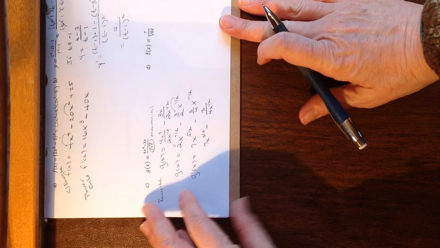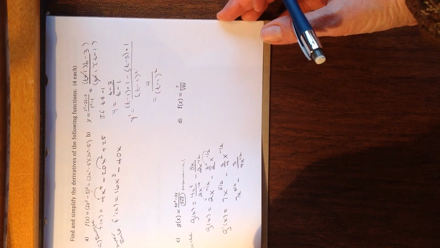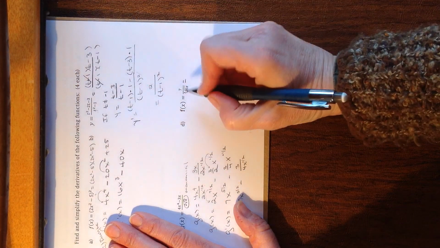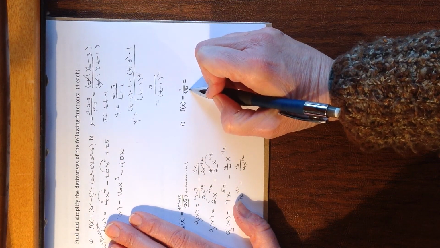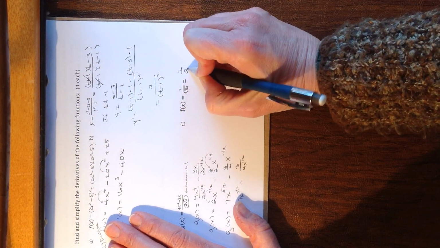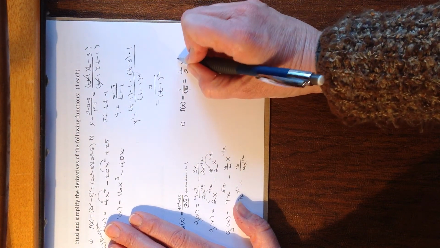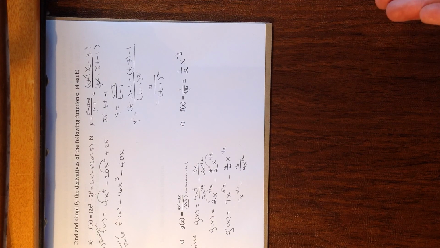Moving on to D. There was some confusion about how you simplify the cube root of 8. The cube root of 8 is not 8. The cube root of 8 is 2. So the coefficient here is 7/2, and the exponent on x is -1/3. Negative because it's in the denominator, 1/3 because it's a cube root.